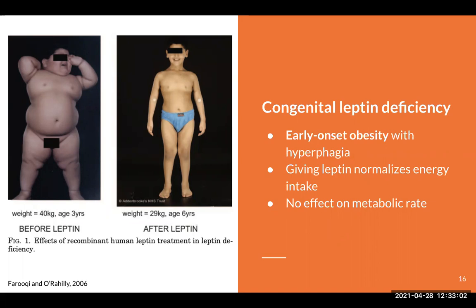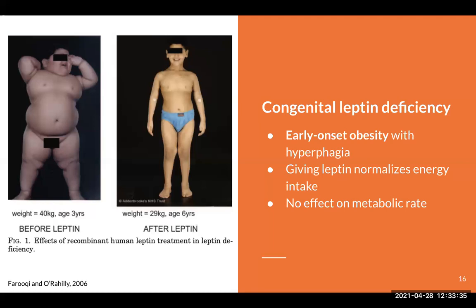At 3 years old, you can see that this kiddo has a lot of extra fatty tissue. And then at 6 years old, after leptin treatment, has gotten rid of a lot of that. This hadn't affected metabolic rate at all, according to the studies. It's just a signal that tells you you're full and then it's time to stop eating. So again, I think a good example of how powerful these hormones and these signals are in your body.